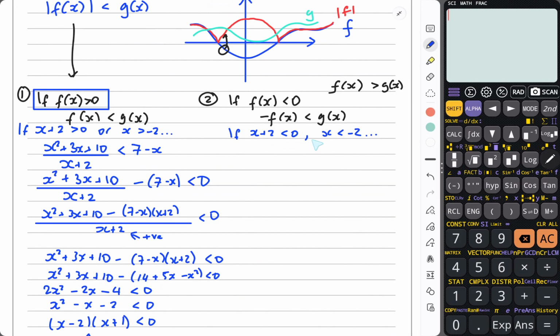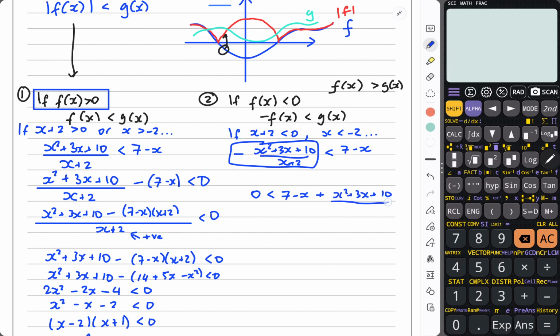So we said that if x plus 2 were negative, I'm going to get x is less than minus 2. And when we're coming to looking at this, we've got minus f of x is less than g of x. So minus the whole thing over x plus 2, and that is less than 7 minus x. Now again, where possible, rather than multiplying, it is better to add or subtract things. So I'm going to add this fraction to both sides. So I'm going to get 0 is less than 7 minus x plus x squared plus 3x plus 10, all divided by x plus 2.